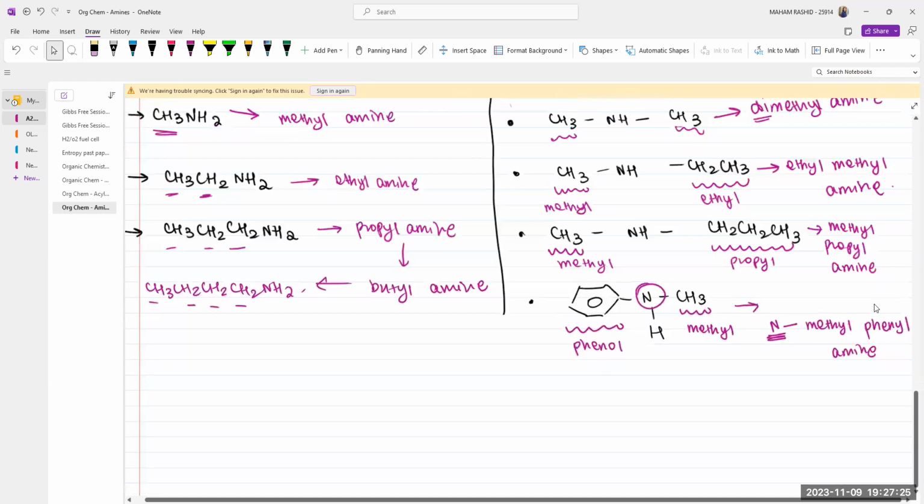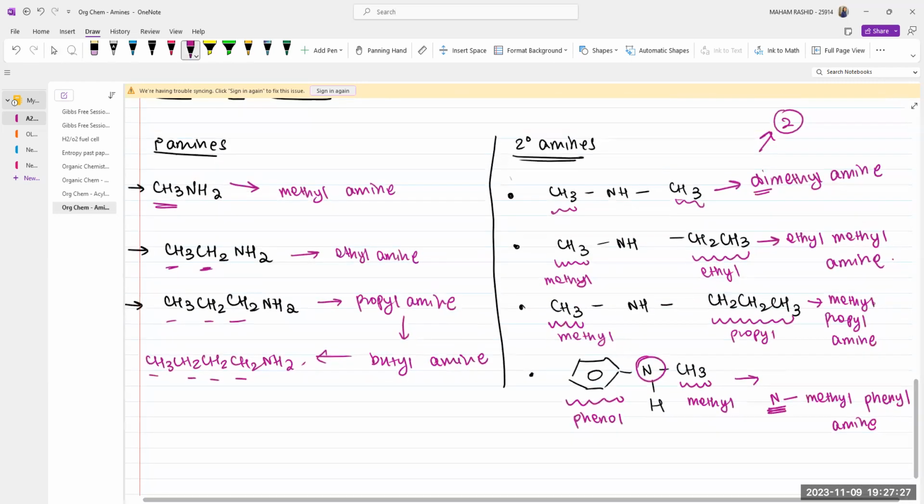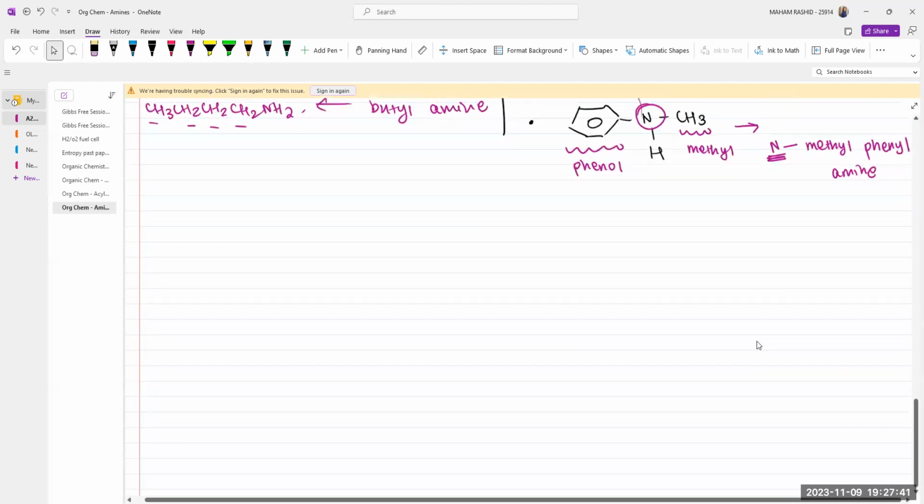So why now, not the other ones then? Because these are aliphatic compounds, right? These are straight chain compounds. This one has a benzene ring, right? So whenever you have a benzene ring, you just add an N to your compound name.